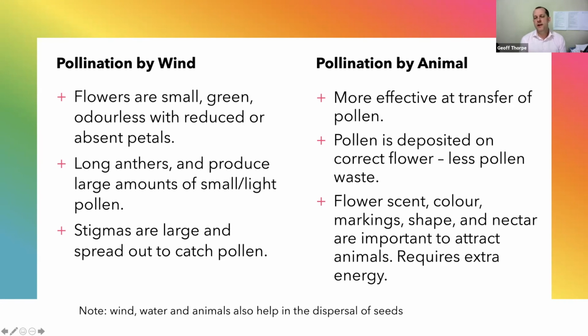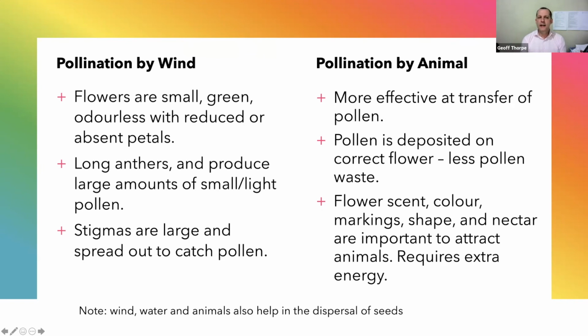We then compare that to pollination by an animal. It's more effective, as you can imagine. You've got something taking it from point A straight to point B. We're not just relying on the chance of something blowing by. Pollen is deposited on the correct flower, so there's less pollen waste. We don't need to make heaps and heaps of pollen just for one to work. Flower scent, color, markings, shape, and nectar are all important to attract animals. But remember, this requires extra energy.